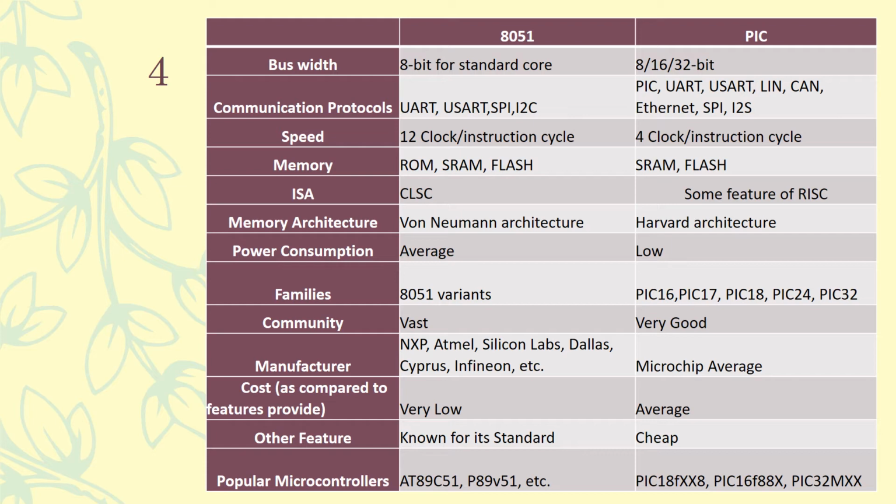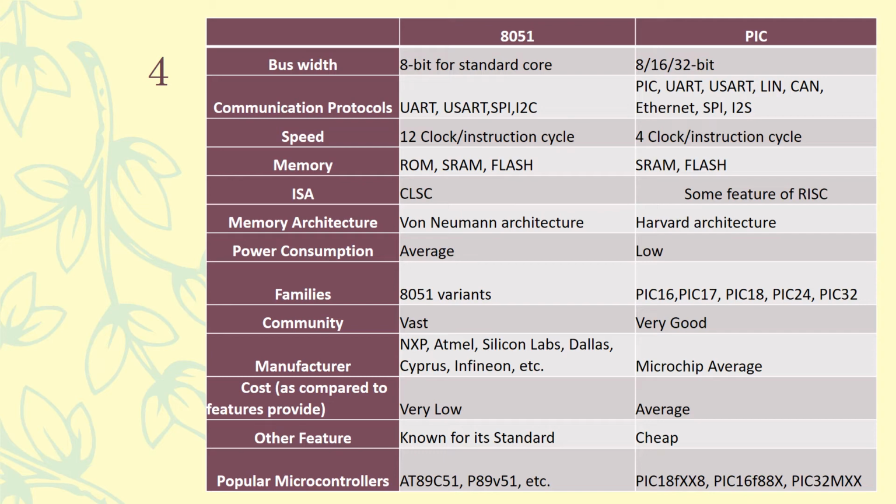Community wise, 8051 has a vast community. PIC is good enough, very good. Then manufacturers of 8051 include NXP, Atmel, Silicon Labs, Renesas, Cypress, Infineon. Then conventionally, even earlier versions were made available from Atmel by default, along with Freescale, that is Motorola, and National Semiconductor. On the same line, for PIC these companies are also manufacturing, but the most popular is Microchip. So Microchip Technologies have their PIC controllers.